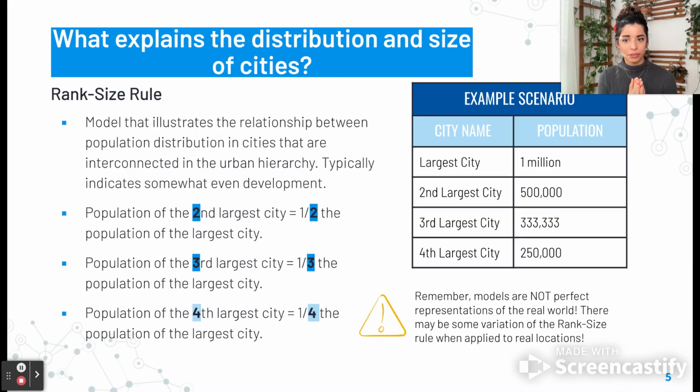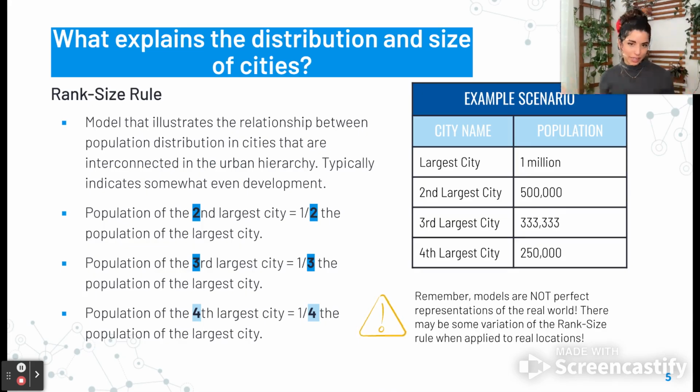The way that this rule works is that the population of the second largest city in that particular country is half of the population of the largest city. The population of the third largest city is 1/3 of the population of the largest city. The population of the fourth largest city is 1/4 of the population of the largest city, and so on, right?